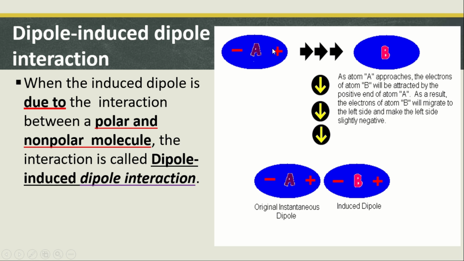Since the other end is positive, the nonpolar molecule will adjust its electrons. They will shift near the positive end, so it will have a partial negative sign here and a partial positive here. It is induced dipole because again it has a temporary dipole. So that is the dipole-induced dipole interaction, an interaction between a polar and a nonpolar molecule.